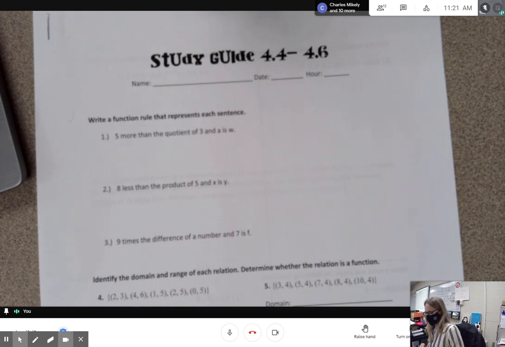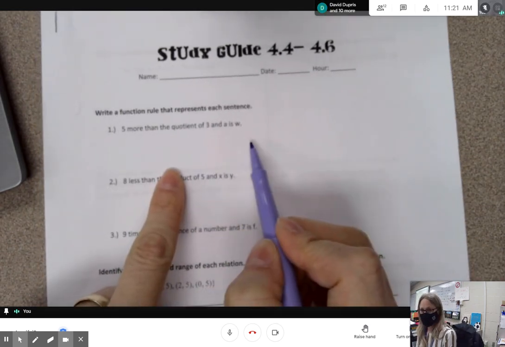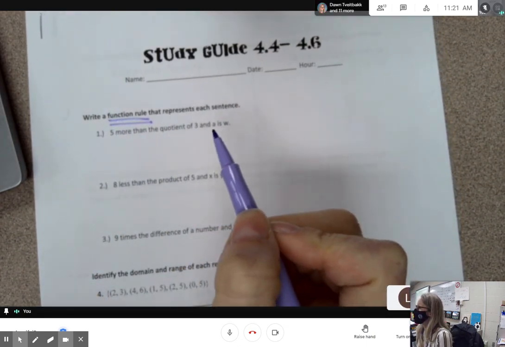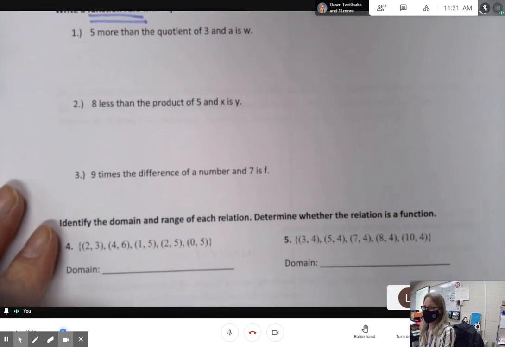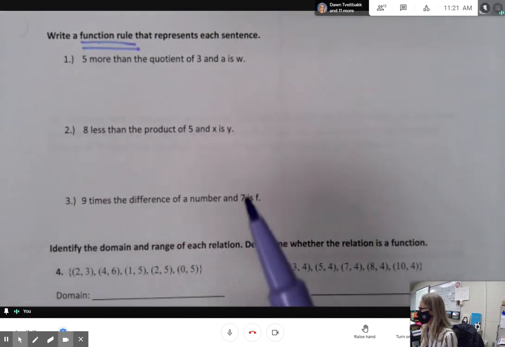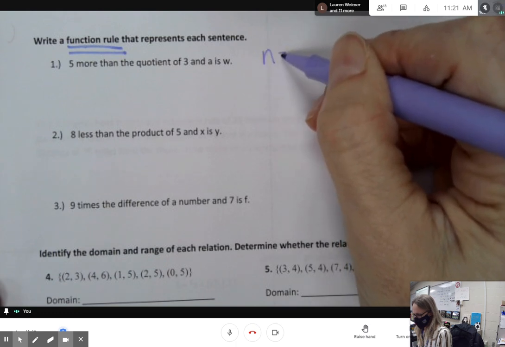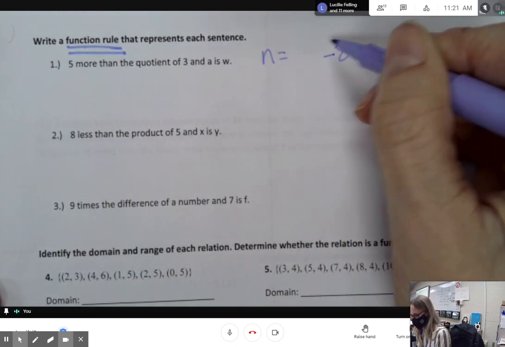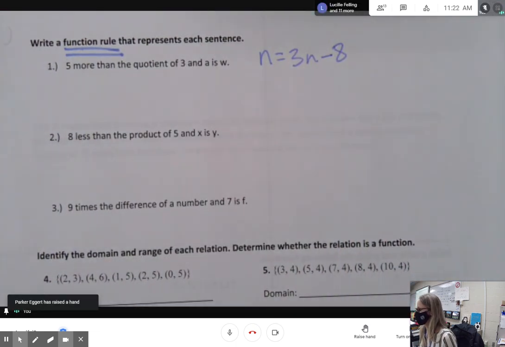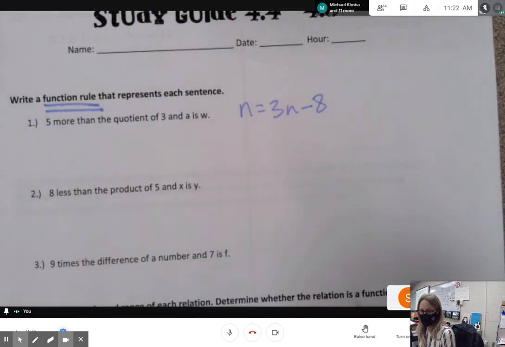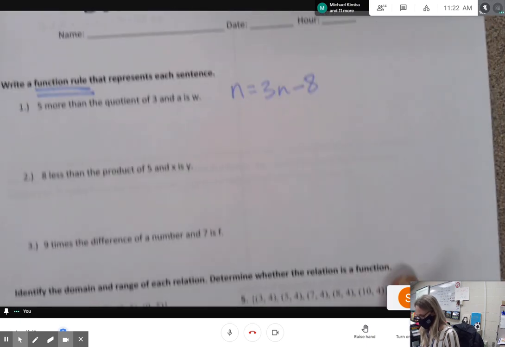First of all, remember when you're doing problems like this one, you just need to write a function rule. And a function rule, remember, is like writing an equation. So you need to write something that might look like n is 8 less than 3n. You might have something that looks like that when you are writing those function rule problems, okay?